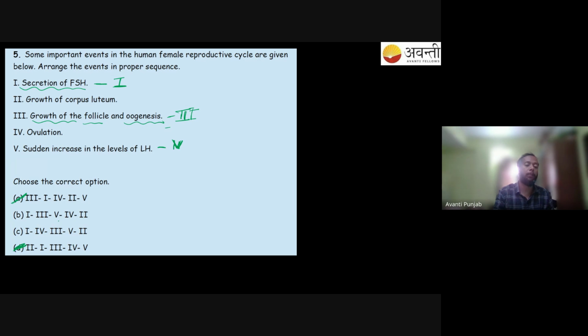So you'll find 1, 3, 5. That's a sudden increase in the level of LH. And because your LH will increase here, what will happen? You will find now ovulation will happen. So after this, the ovulation will happen. And once the ovulation happens, after that there is going to be a growth of the corpus luteum. At the very end the corpus luteum will form here, and that is why, now I have done the question, but still yes, it's going to be option B. So option B will be the correct answer here.